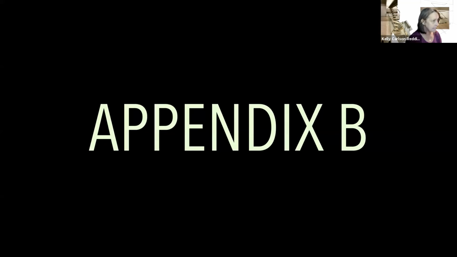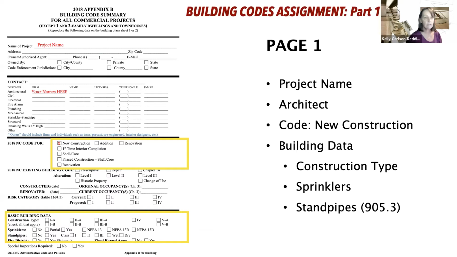Okay, so Appendix B. Appendix B is this form, this North Carolina form. It's actually really handy. And it's where you can log in some of this information that you're discovering about how to meet the intention of the building codes. You're going to put your project name. You are the architect, put your names there.